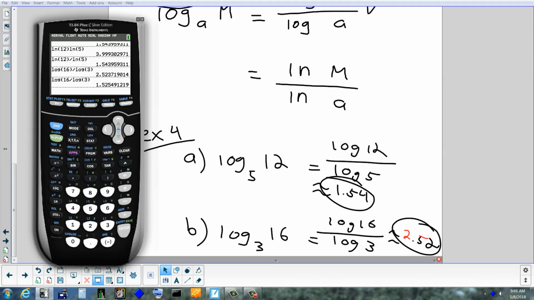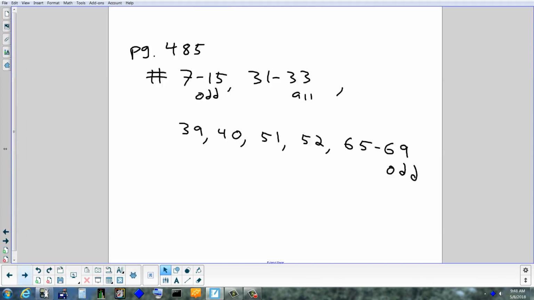All right, so to kind of summarize, 3 things we looked at. We started with the formulas that had the special pattern. Then we looked at how to split logs and combine them. And the last thing we did was the change of base formula. So homework tonight, some even, some odd, just copy it carefully. So it's 7 to 15 odd, 31 to 33 all, and then 39, 40, 51, 52, and 65 to 69 odd.